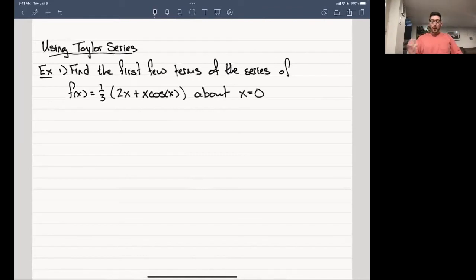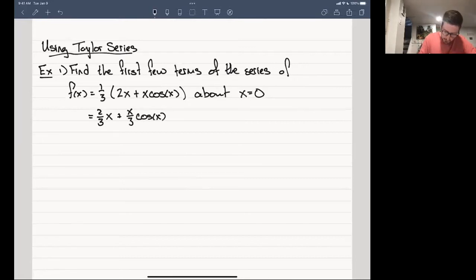Okay, well, here's the thing. We already know the Taylor series for cosine of x. So let's use that knowledge in order to find the first few terms of this thing. Actually, we can write it explicitly, but we'll do the first few terms. First thing I want to do, I want to expand that 1/3 into the brackets. So I get 2/3 x, and then plus x over 3 cos of x.